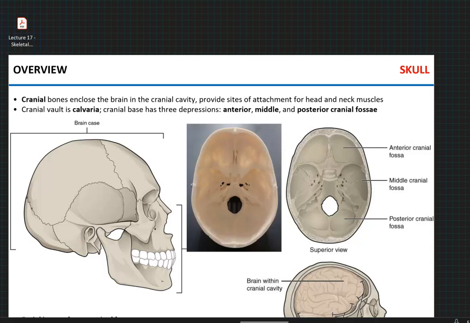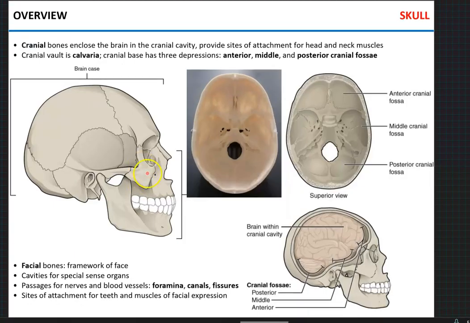We're going to start with the conversation about axial skeleton, and then we're going to move on to appendicular skeleton. Just a reminder, axial skeleton consists of the skull, the vertebral column, and the thoracic cage. Appendicular skeleton includes 4 limbs, pectoral girdle, and the pelvic girdle. We're going to start with the skull.